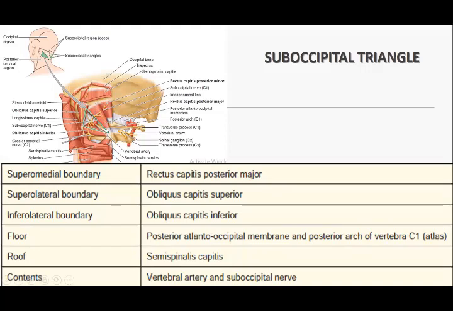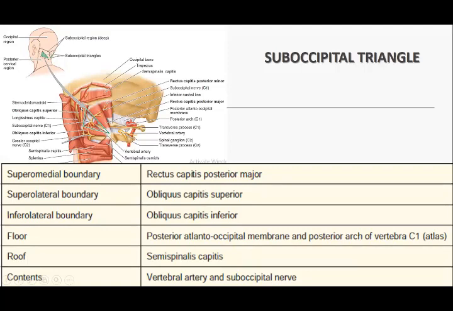Superomedial boundary, this one, rectus capitis posterior major. Minor plays no role in forming its boundary. It is still medially placed, more medially placed. So above and medially it is bounded by rectus capitis posterior major. Above and laterally, superolateral, it is formed by the superior oblique, obliquus capitis superior.